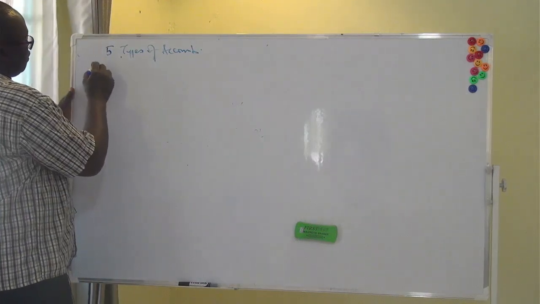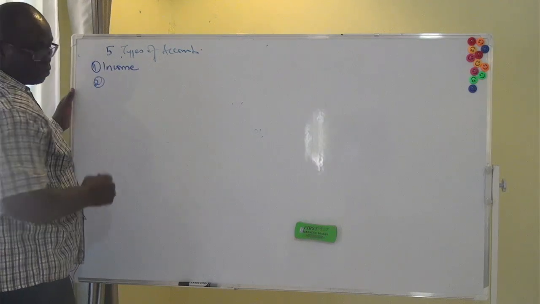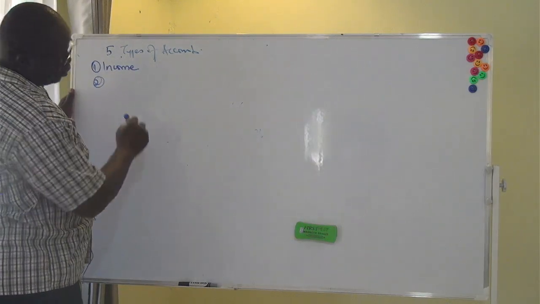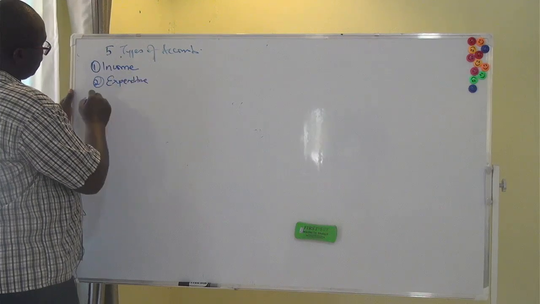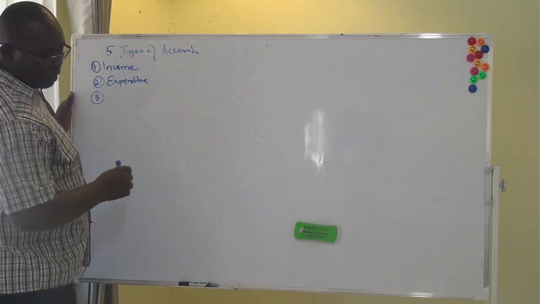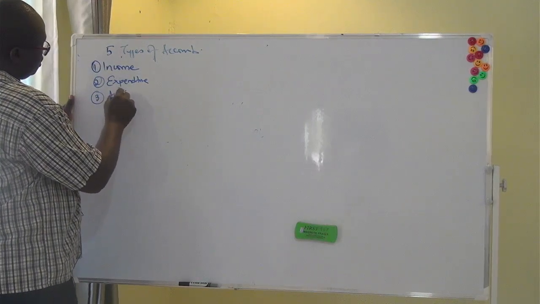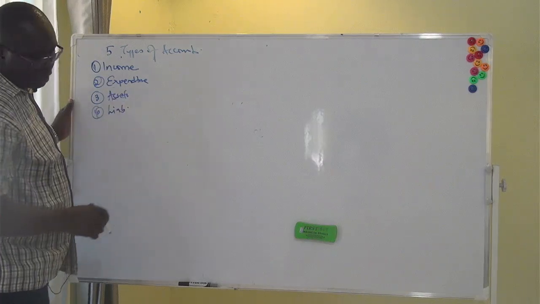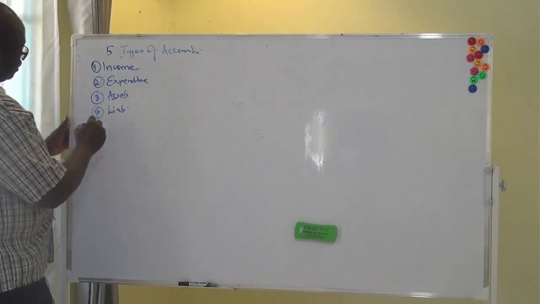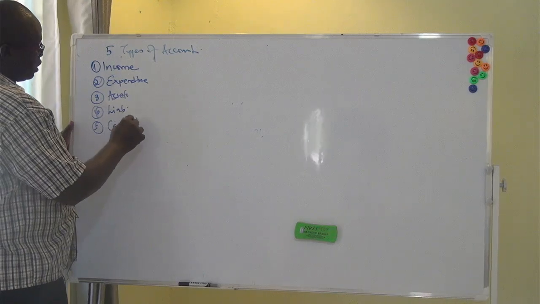There's the first one, the income account. 2, we have what is known as the expenditure account. And then 3, we have the asset account. And then 4, we have our liability accounts. And lastly, we have number 5, our capital accounts.